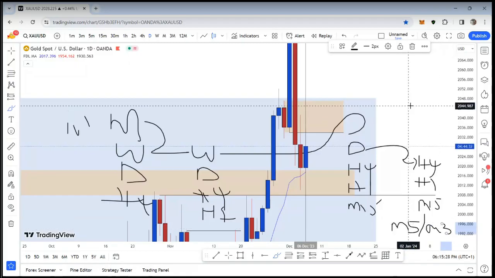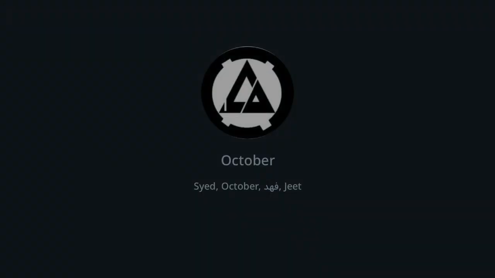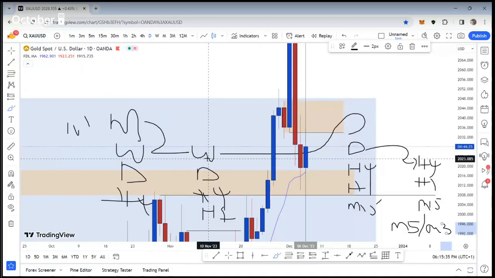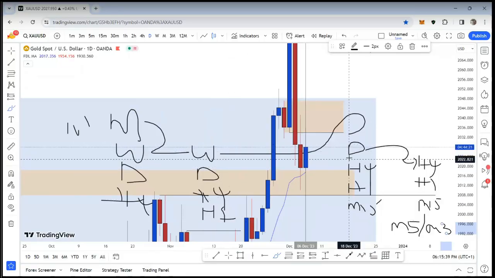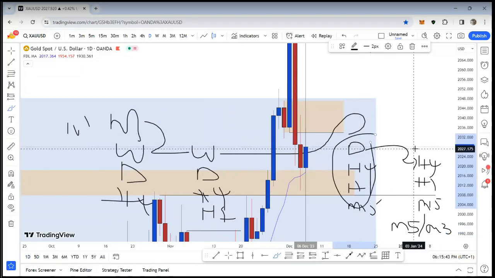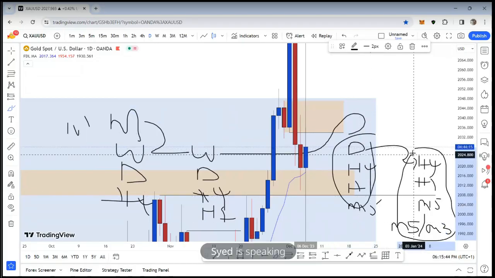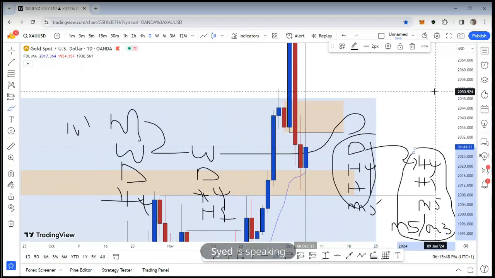Can you see that? Yes, brother, I can see that absolutely. Monthly, weekly, daily, H4 for long-term trades. Weekly, daily, H4, H1, kind of like long-term. Daily, H4, H1, M5. This is a daily trade. Now H4, H1, M5. This is scalping. Yes.